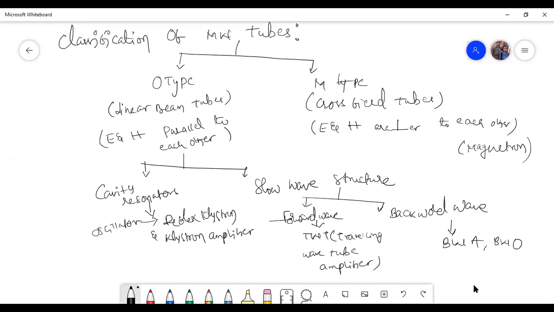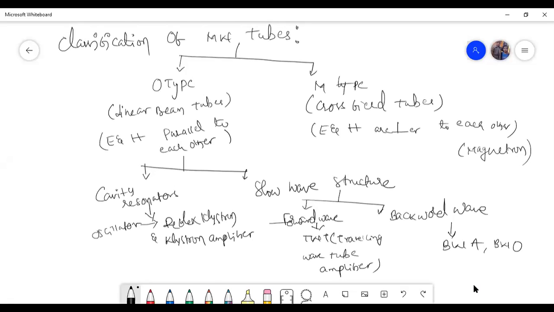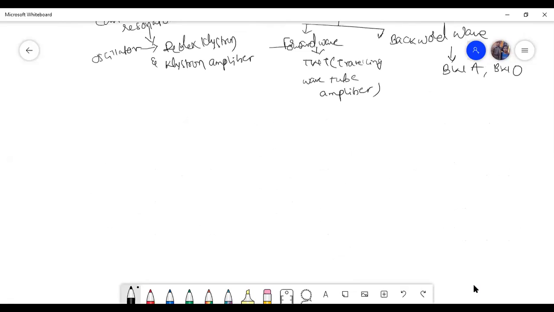Next, first among all these things, I want to give the explanation about the two cavity Klystron amplifier. Now put the heading as two cavity Klystron amplifier.